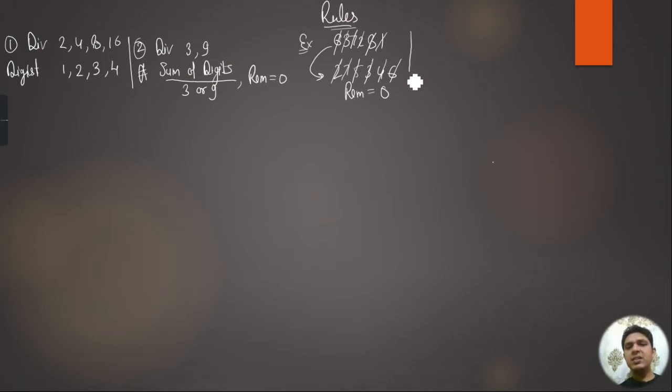Okay, let us discuss the third rule here. The third rule of divisibility is very simple. I think you people must know the divisibility rule of 5.